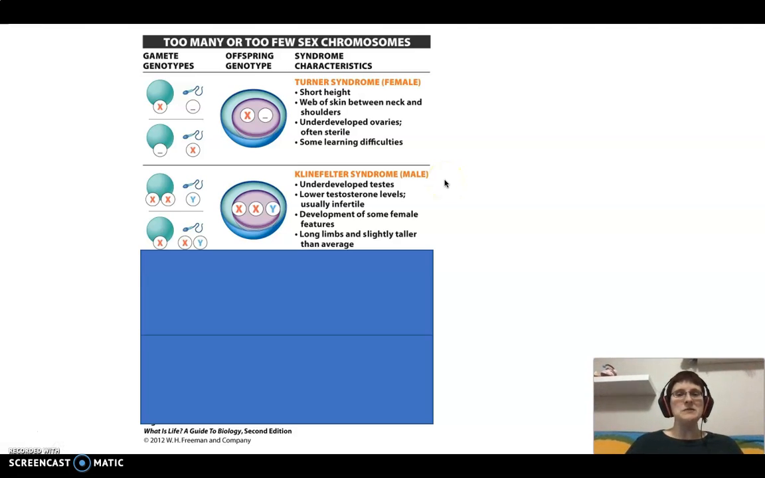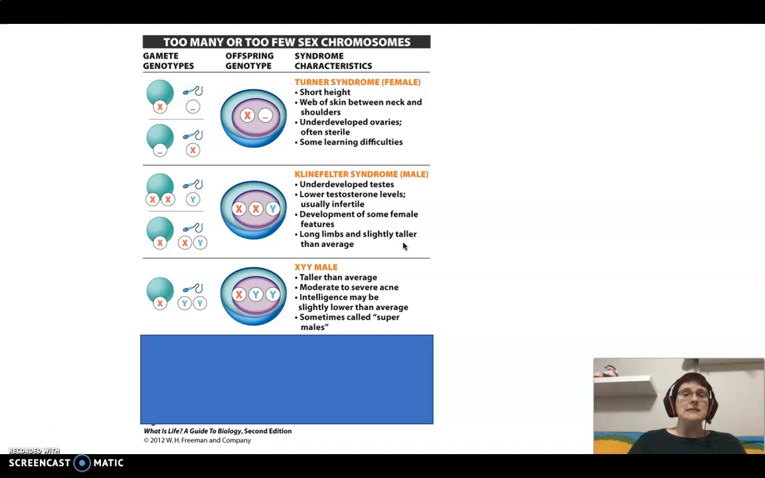Again, not going to ask you to remember the names, but you can see there are some side effects that come along with having an extra X. So they will sometimes have underdeveloped testes, low testosterone levels. These two are actually tied together and usually will make the male infertile because they don't develop those sperm cells correctly. They may develop some female features, but that doesn't mean that they will. And then they may have longer limbs and be slightly taller than average. But again, with the variation that we have in our population, that's not going to be something that sticks out compared to everyone else.